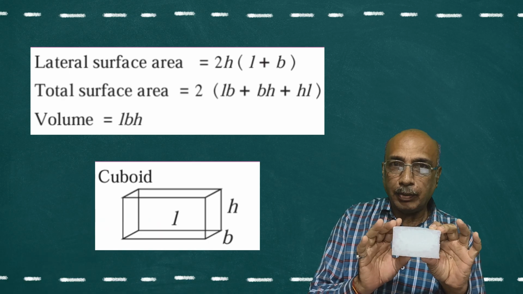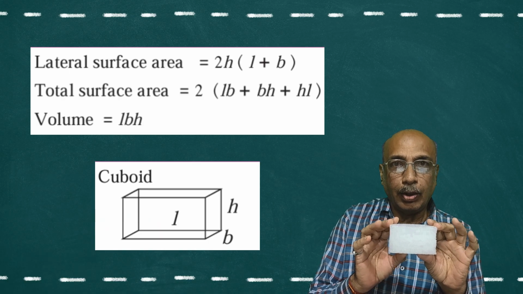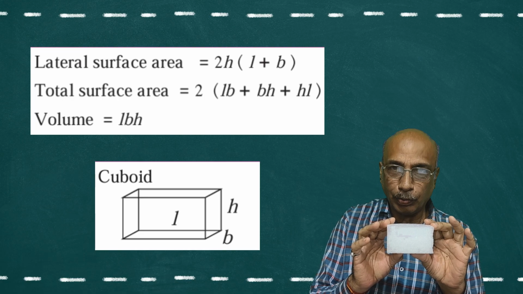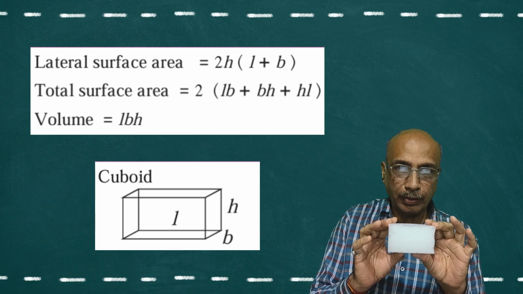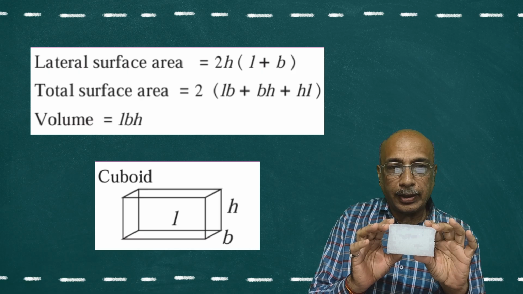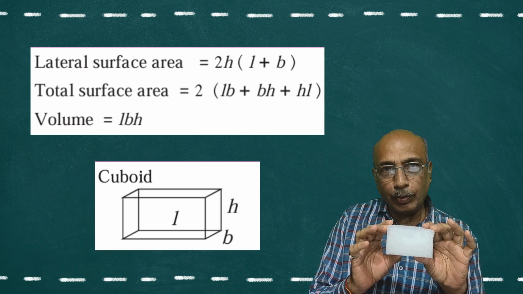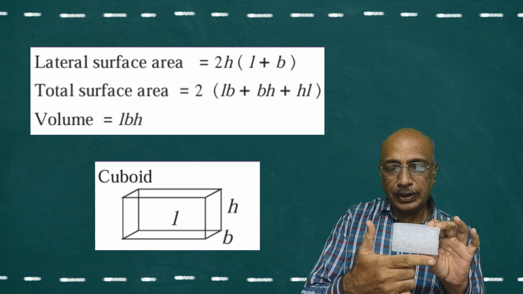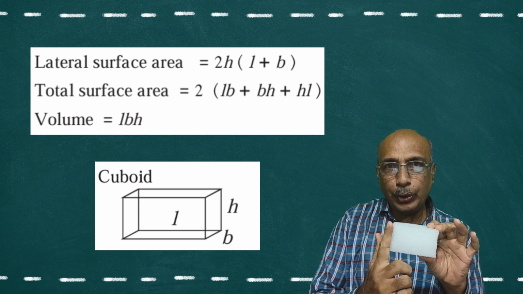So your three-dimensional figure. All three-dimensional figures have volume. Two-dimensional figures, we don't consider the volume. So in this cuboid, we are going to see the lateral surface area and volume and total surface area. Lateral surface area means vertical faces. This is length into height.